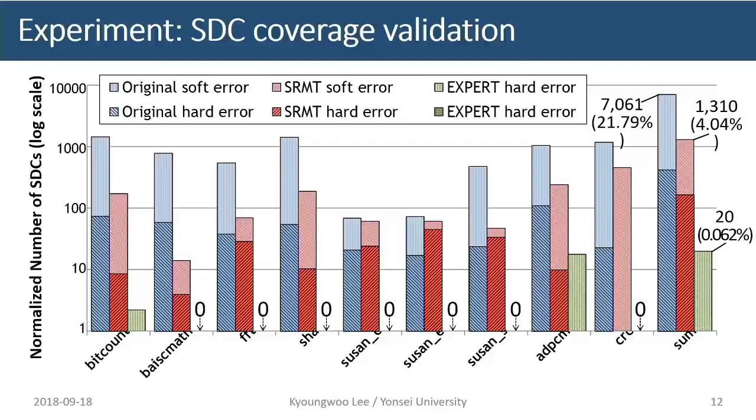If you look at the numbers, about 20% of fault injections were revealed as silent data corruption without protection. In the case of SRMT, we still observed about 4% silent data corruptions. In ours, we have less than 0.1%. That is about 20 out of tens of thousands of fault injections.